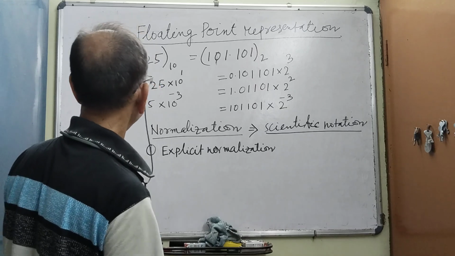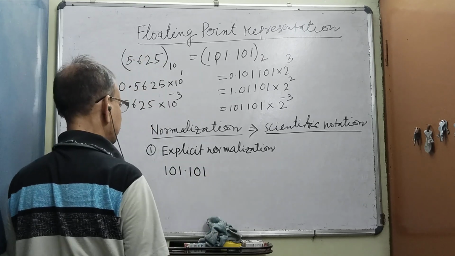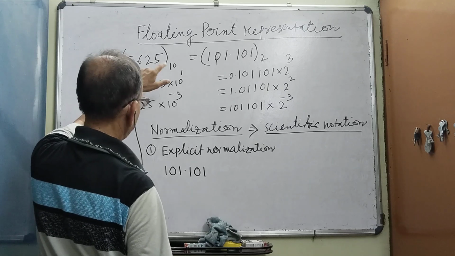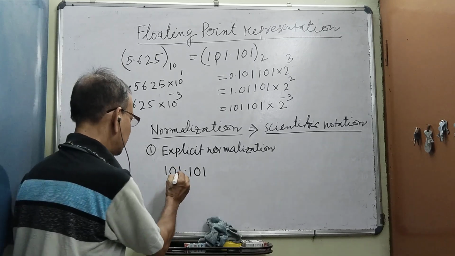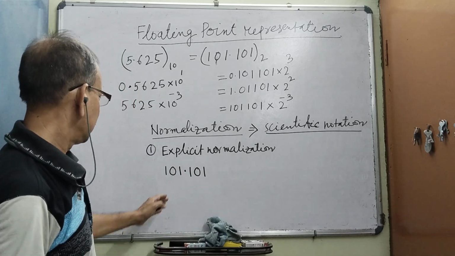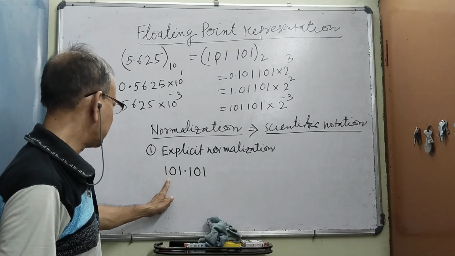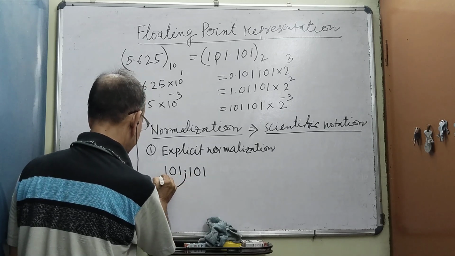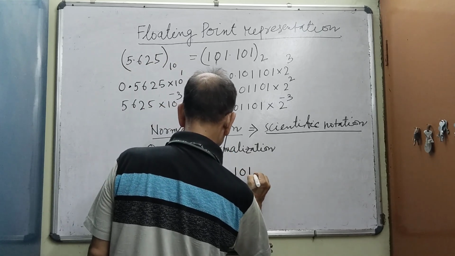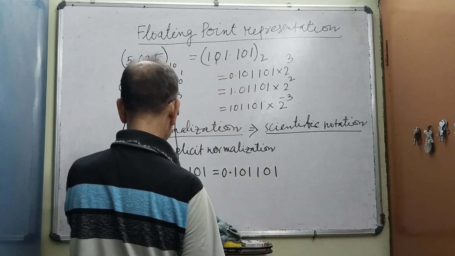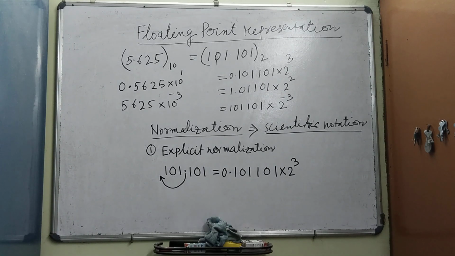In explicit normalization, suppose a number is this. So this is a binary number of 5.625, and in case of explicit normalization, we will move the radix point to the left hand side of the most significant bit. Which is the most significant bit? 1. So you put the point here. So in explicit normalization, 0.101101, and for this you move 3 places, so you write 2 to the power 3. So this is the explicit normalization.